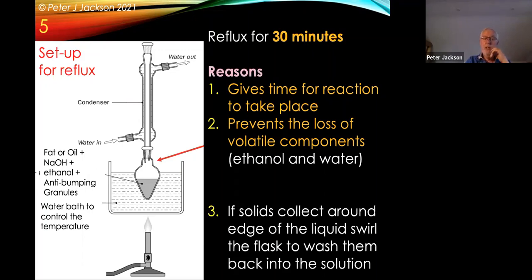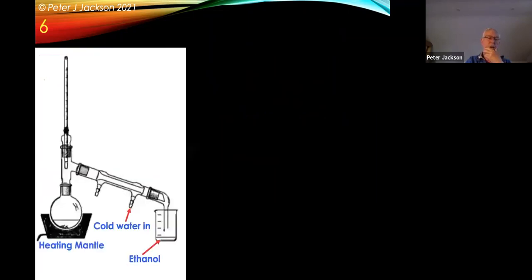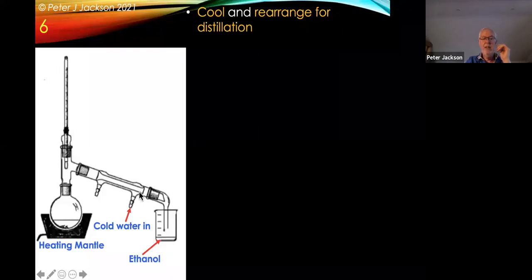If solids collect around the edge of the liquid, swirl the flask to wash them back into the solution. Then you rearrange for distillation. For distillation, we have the condenser at a slight angle so that the liquid will run down and out. You don't need the adapter at the end, it can just drop straight off. And again, you put water in at the bottom and out at the top.